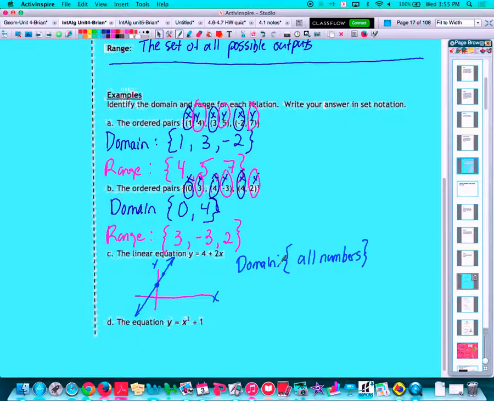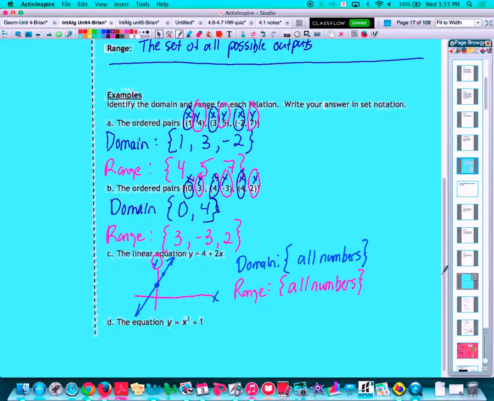Now, the range would be all the possible outputs. Okay, so in other words, all the possible y values. Was there any y value that eventually this line will not reach? Is there any y value that it will not reach on the negative side or positive side? And the answer to that is no. It will eventually get to whatever y value you want: 1 million, 1 billion, negative 500,000. The graph will eventually reach that because the line never stops. It just keeps going and going and going. So the range will also be all numbers, because there's no possible end to all of the output values. They just keep going forever and ever.